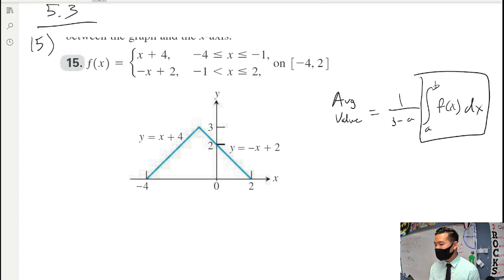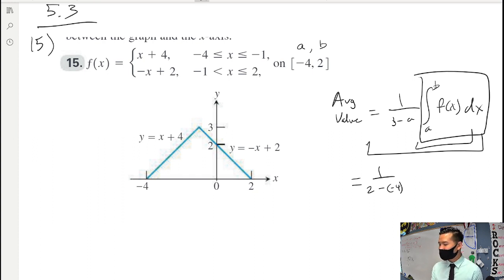So what's my a to b in this problem? Negative 4 to 2. So it's going from -4 to 2. I want the average value of this. All you have to do is still use this formula. So it's going to be equal to 1 over... wait, that's wrong. What's your b in this case? 1 over 2 minus -4 times this thing right here.